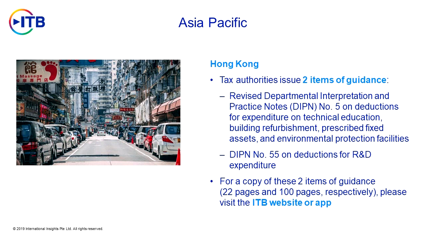In Hong Kong, the tax authorities have issued 2 items of guidance. The first on deductions for a range of matters, including environmental protection facilities, and the second on deductions for R&D expenditure. For a copy of these 2 items of guidance, please go to our website or app.